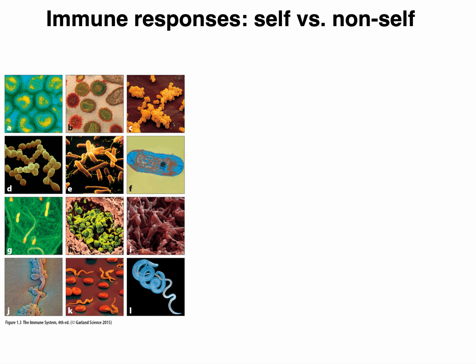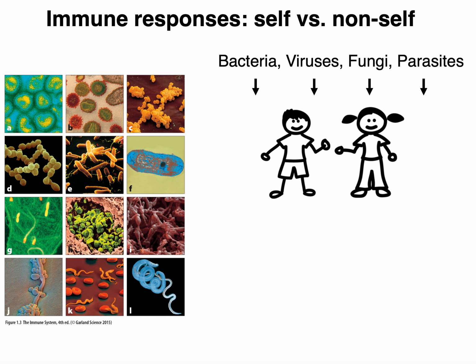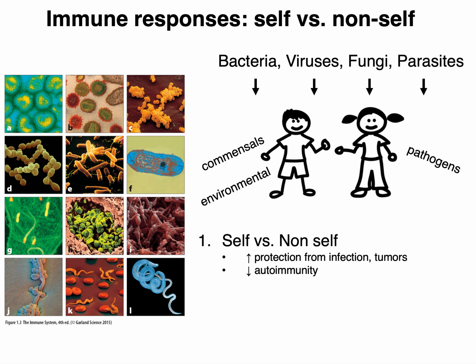We are exposed to a large variety of microbes all the time, and this includes bacteria, viruses, fungi, and parasites. And most of these microbes are harmless. They're commensal organisms that interact with us but don't cause harm to us, or they're environmental organisms that don't really want much to do with people. But a subset of these microbes are pathogens, and these are organisms that cause disease in their hosts.